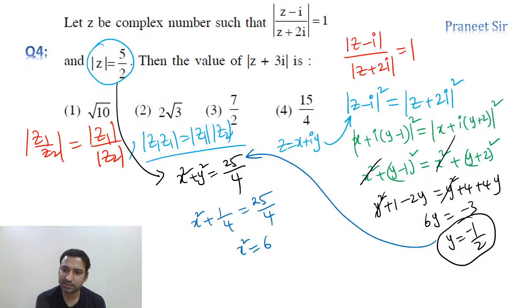What, 7 by 2, Shakir? What is it? 7 by 2 we are getting? 25 by 4 minus 1 by 4 is 24 by 4. 24 by 4 is 6. 6 we are getting. One second. Y minus 1 whole square, y plus 2 whole square. Let's check it. 6y is equal to minus 3. Correct only, no?